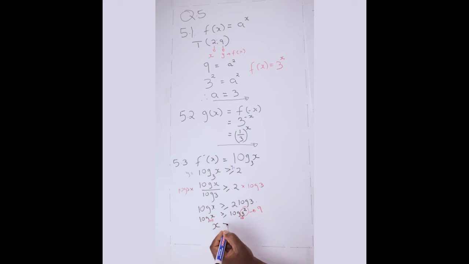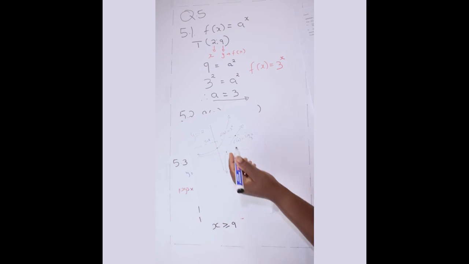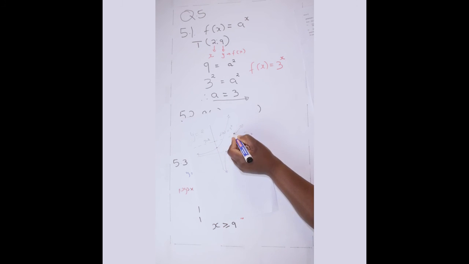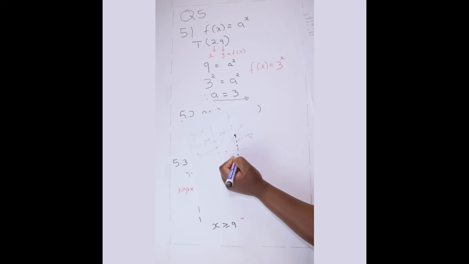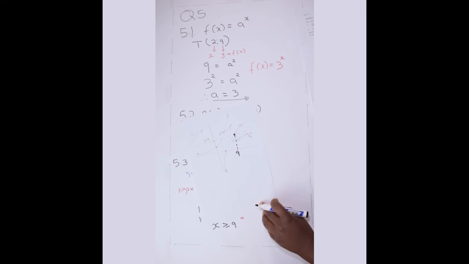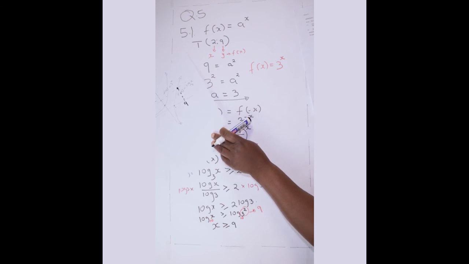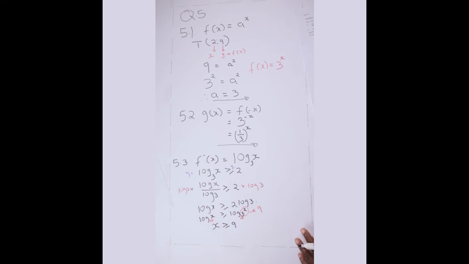Our x will be greater or equals to 9, which means that the point that we are talking about here in terms of graph, it's whereby our x is equals to 9, and everything that is more than that or equals to, it will make the graph of log be on top of the graph of a straight line. So it looks like a very difficult task, but it's not really. It just needs you to be focused and you can get it correct.